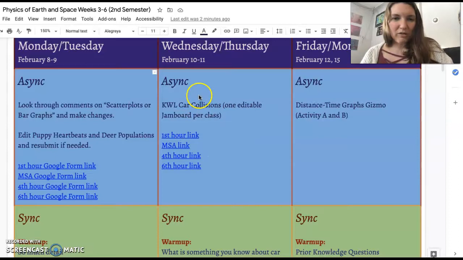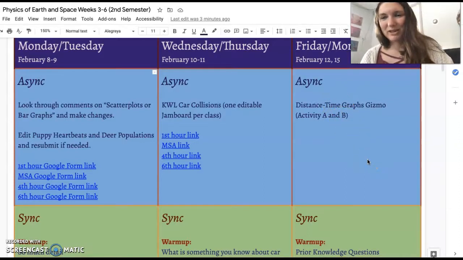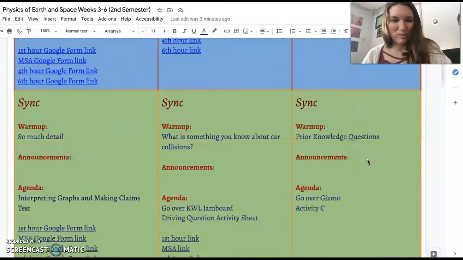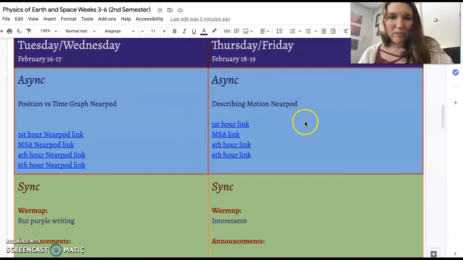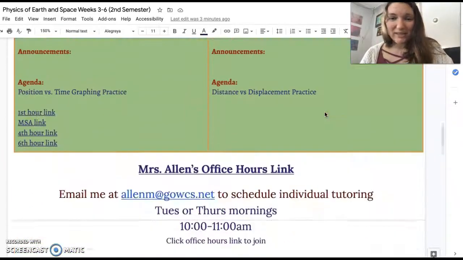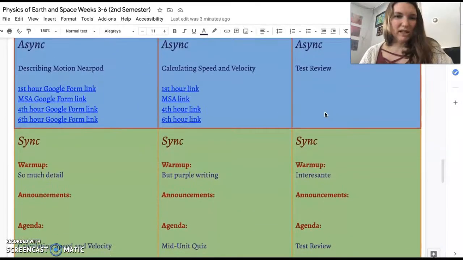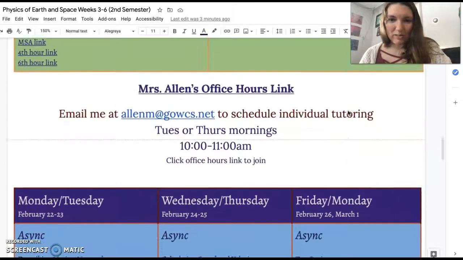So we're going to start off by doing what you guys know, want to know, and have learned or would like to learn about car collisions. And then we're going to do some graphs, how to graph distance and time relationships. Then next week we're going to get into some more graphing position versus time, describing motion in graphs. We're going to get into calculating speed and velocity, and then we're going to be taking a test on that.